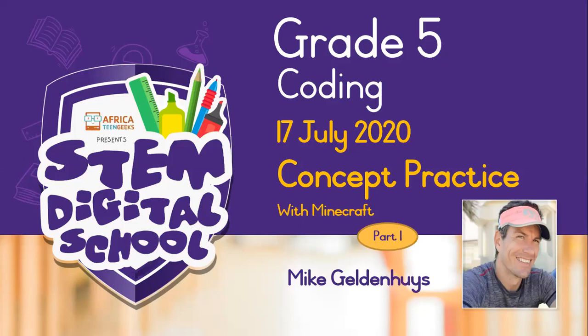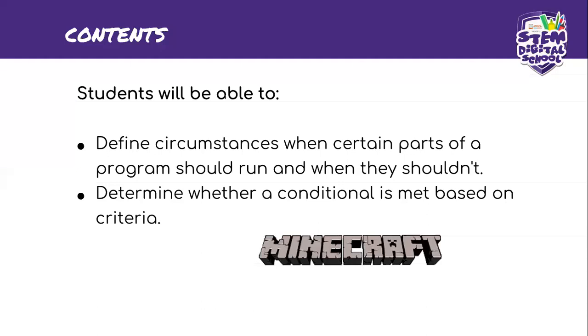So for now, guys, let's look at our objectives for today. It is to define circumstances when certain parts of a program should run and when they shouldn't, and then also to determine whether a condition is met based on certain criteria.